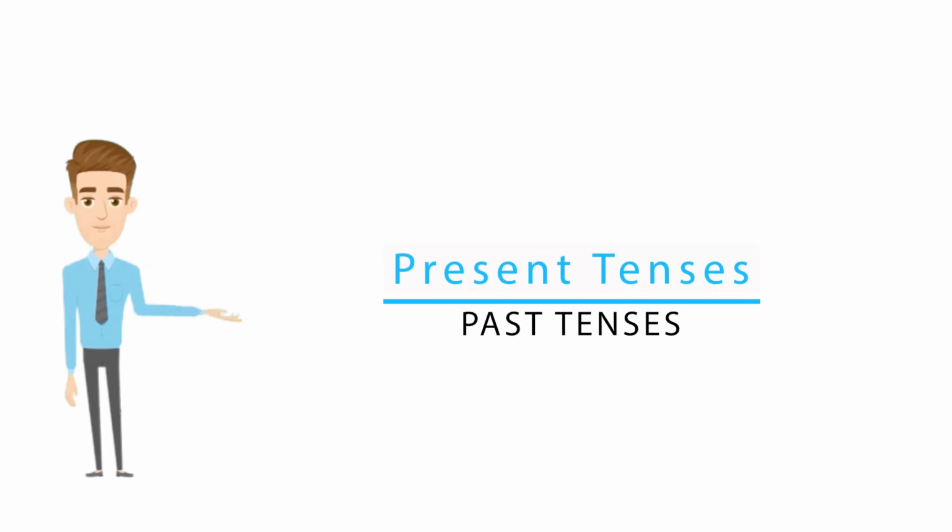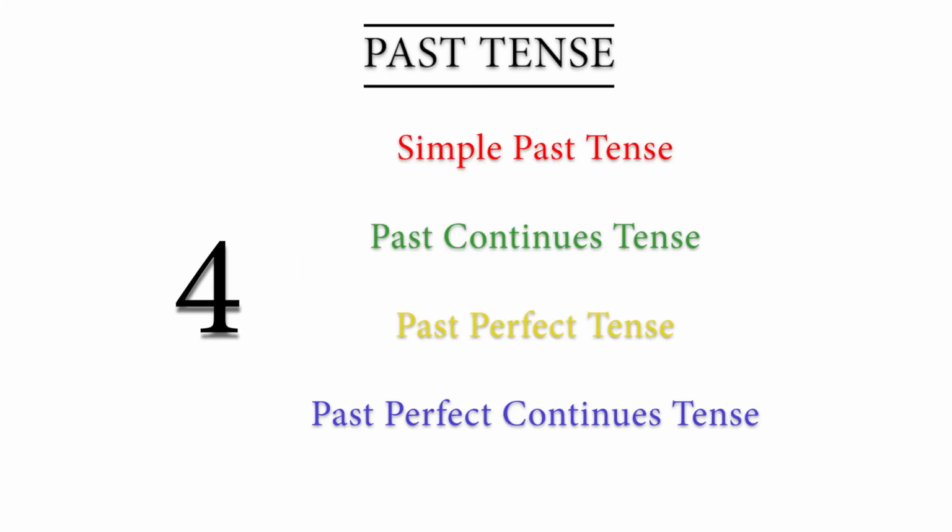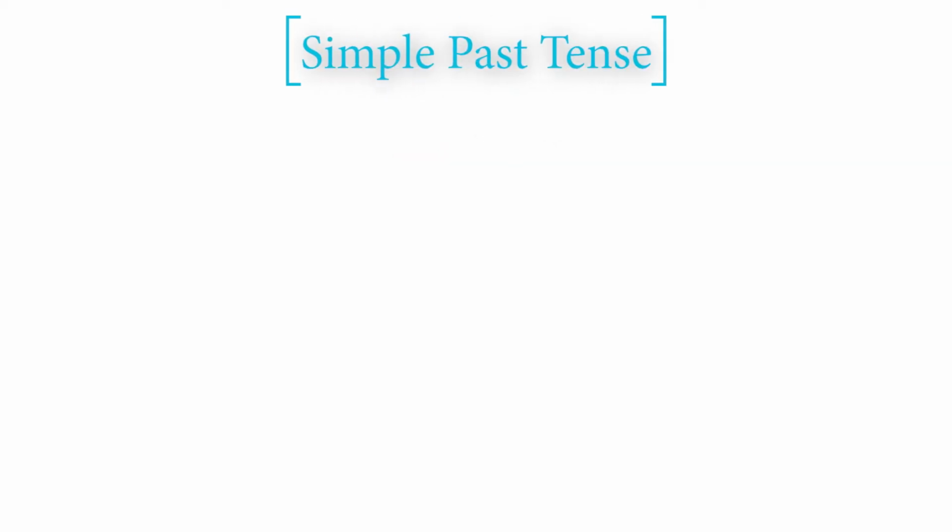In the previous video, we discussed present tense, and in today's video, we are talking about past tense. So without wasting any time, let's get started. In past tense, we have four types: simple past tense, past continuous tense, past perfect tense, and past perfect continuous tense. First, we will discuss simple past tense, which is also called past indefinite tense.